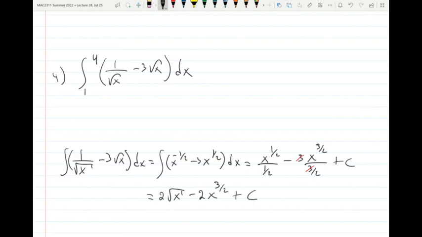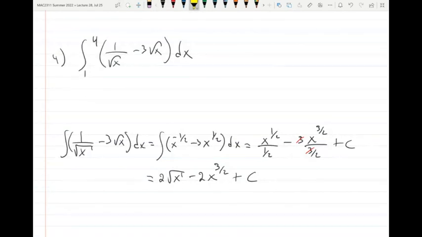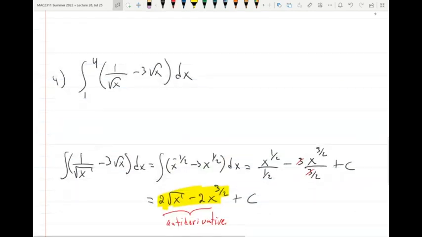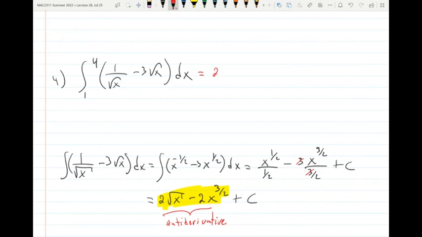Now here we don't really need the plus c, right? Because we just want one antiderivative. So just take it without the plus c. So this would be my antiderivative. Okay. So now we go and we write it down. So that's 2 square root of x minus 2x to the 3/2, and then plug in from 1 to 4.